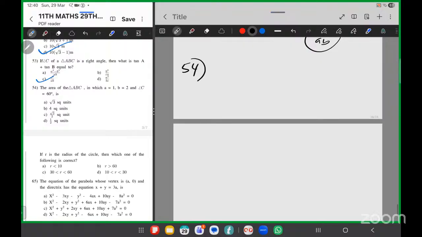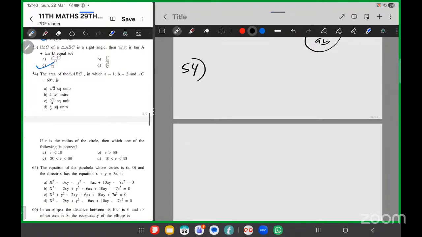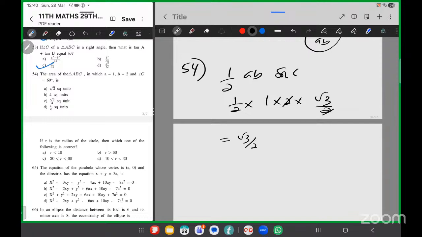The area of the triangle ABC in which a equals 1, b equals 2, angle C equals 60 degrees. Area of the triangle is half into ab into sin C. So half into 1 into 2 into sin 60, which is root 3 by 2. So we get the answer root 3 by 2, option C.